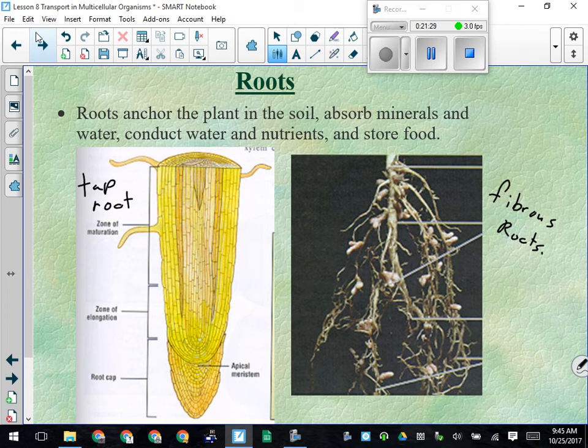Now, that's not to say that in the desert there aren't plants that have taproots. There are. But they typically grow in rockier places where they can penetrate into aquifers and things like that, so underground wells.